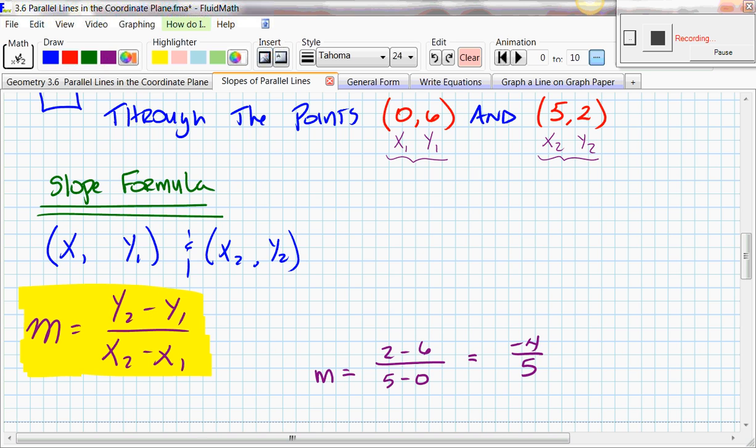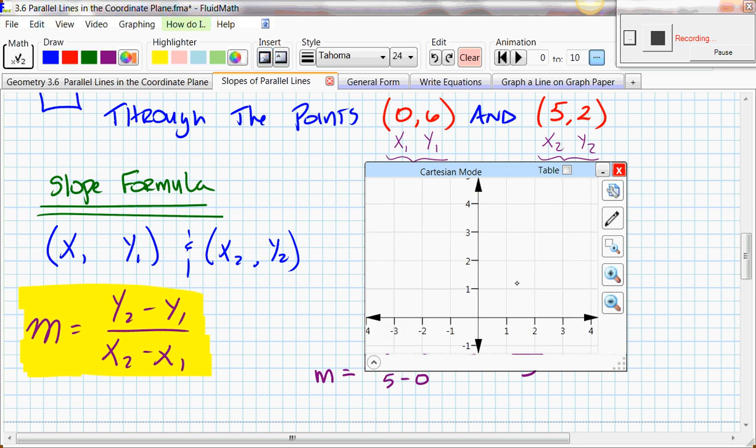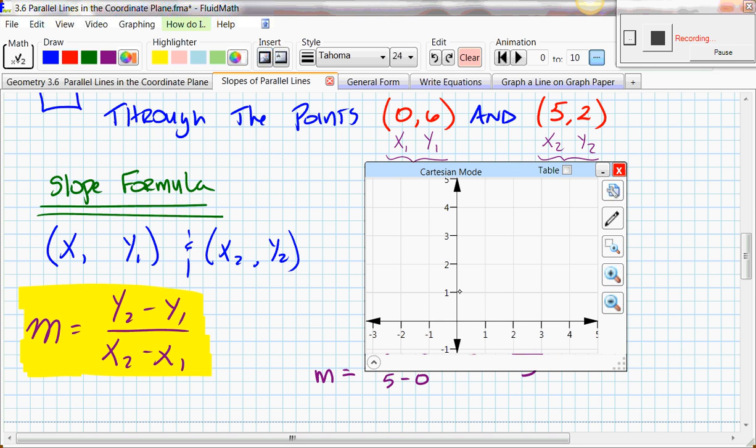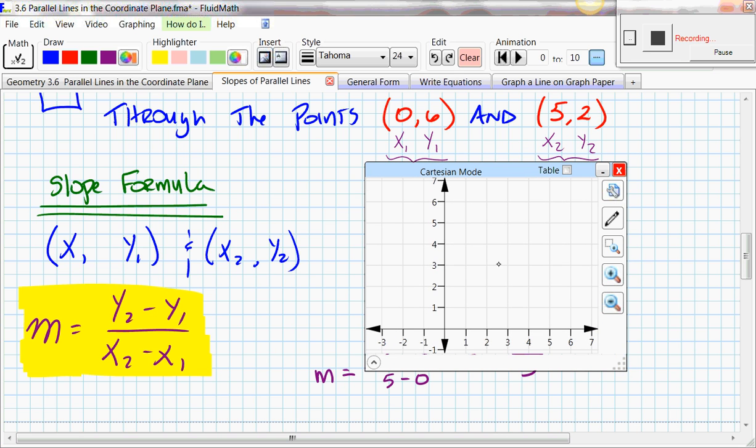And we can also prove that on the graph as well. So I'll draw a graph here for you, and we can find these points on the grid. So let's zoom out and zoom in here. Let's see here. What can I do on this? I can go back like this, right? Okay, good. So let's put the point 0, 6 on the graph. Here's the point 0, 6. And let's put the point 5, 2.